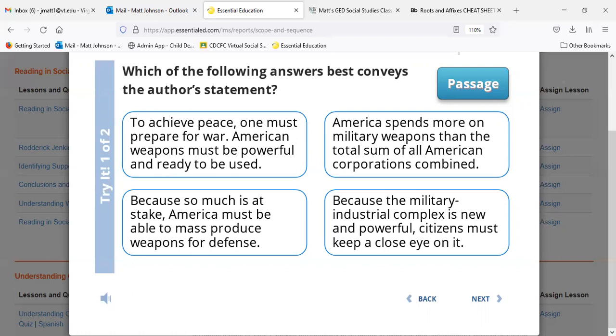Which of the following answers best conveys the author's statement? A, to achieve peace, one must prepare for war. American weapons must be powerful and ready to be used. B, America spends more on military weapons than the total sum of all American corporations combined. C, because so much is at stake that Americans must be able to mass produce weapons for defense. D, because the military industrial complex is new and powerful, citizens must keep a close eye on it.